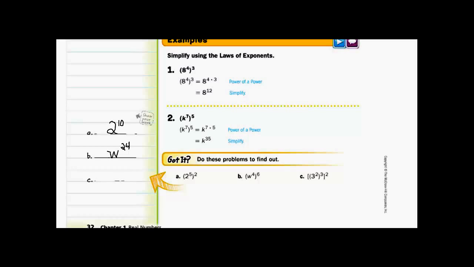Now the last one, 3 squared, which is then cubed, which is then squared. So if you're taking a power to a power, we know that you multiply. So 2 times 3 is 6. Now that 6 is then squared. So 6 times 2 is 12. So our answer is 3 to the 12th. And you're still going to multiply all those. 2 times 3 times 2.